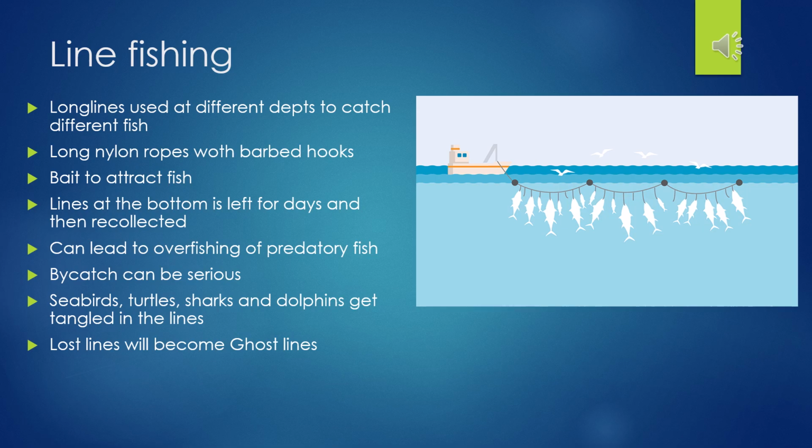Bycatch is a serious problem. The hooks can entangle seabirds, turtles, sharks, dolphins. The lines can entangle them as well. And every year some lines get lost, so you have not ghost nets, but ghost lines drifting in the ocean and still killing marine organisms for years after.